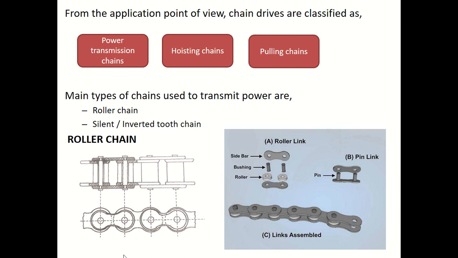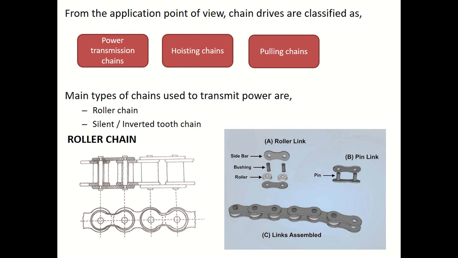It consists of rollers. You can see here the rollers, bushes, pins. This is a pin. Inner plates. This is usually the inner plate and outer plates. So it consists of rollers, bushes, pins, inner plates and outer plates. These are the main parts which constitute a roller chain.